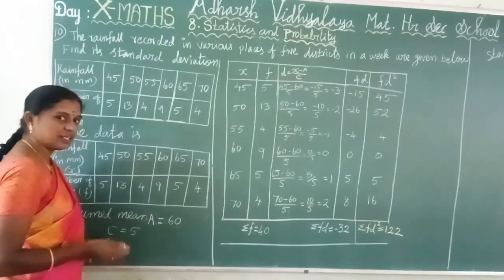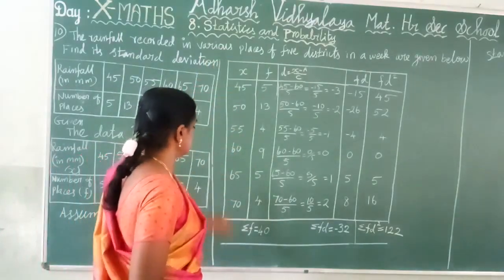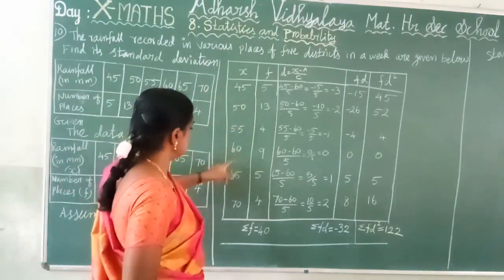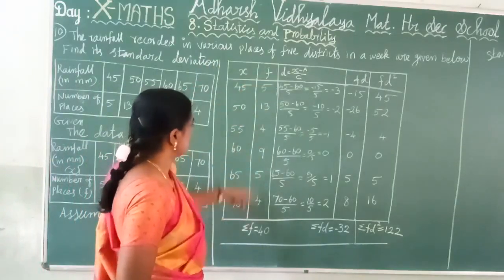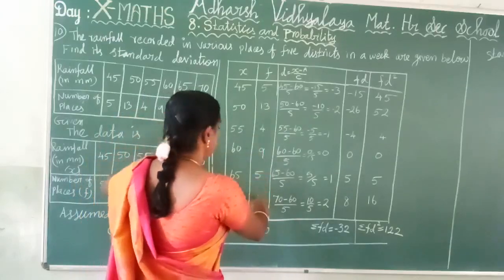C, want to take, otherwise leave it. Clear? So select the first table column X: 45, 50, 55, 60, 65, 70. Next F: 5, 13, 4, 9, 5, 4.